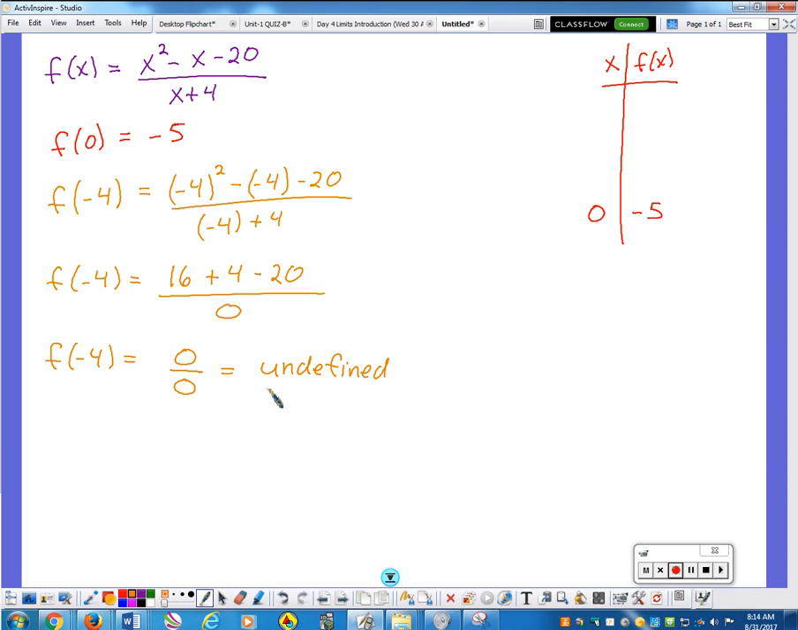In fact, we often refer to this situation where you have 0 divided by 0 as there being a hole in the function. You've probably heard that word before. Questions from anyone? Perfect. So if I come over here and write it in the table, I would have to write -4, and the value is simply undefined.